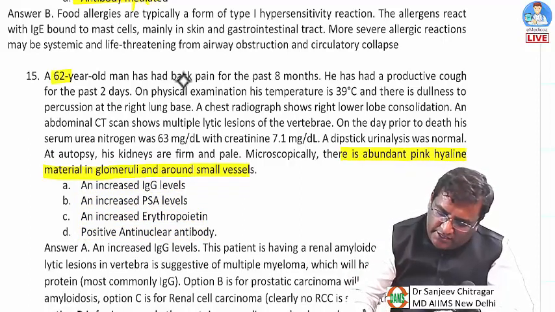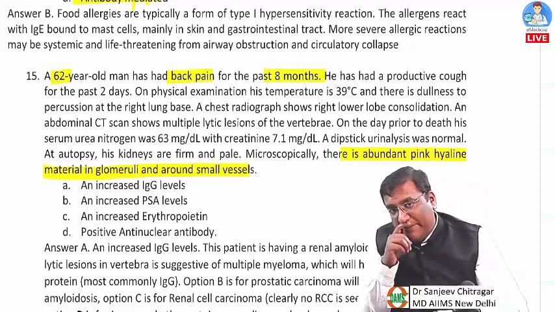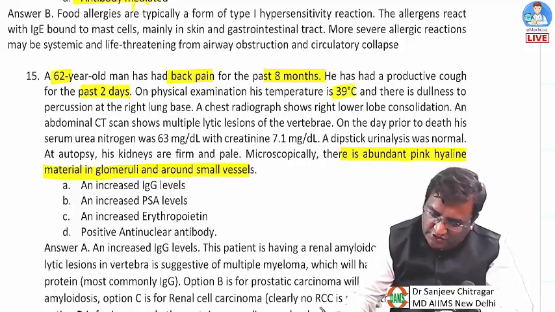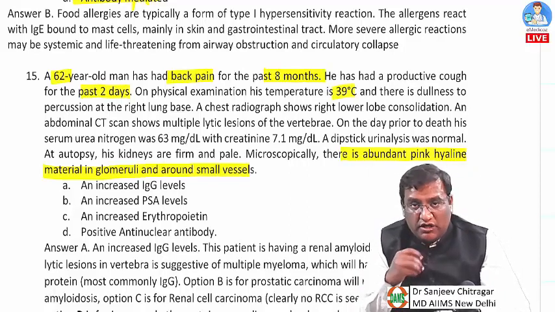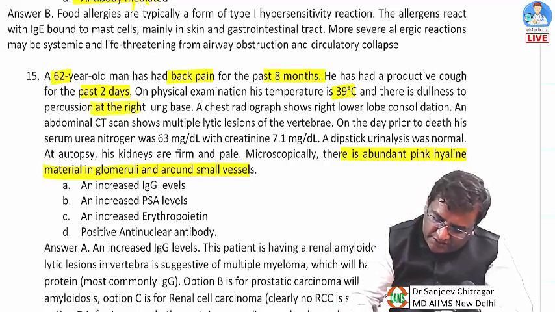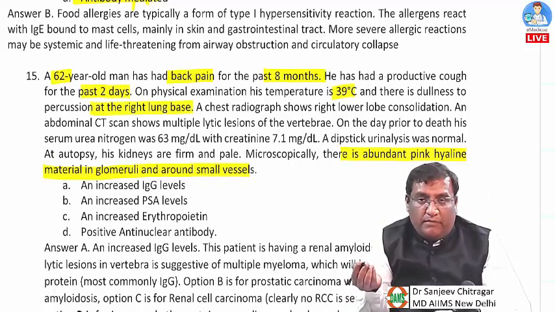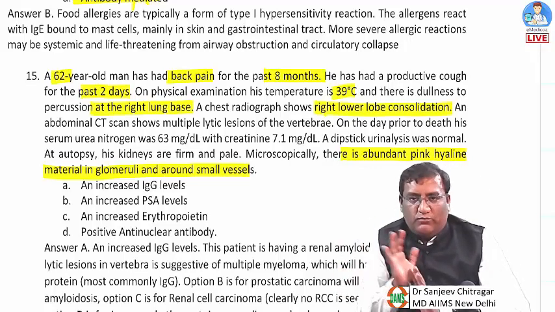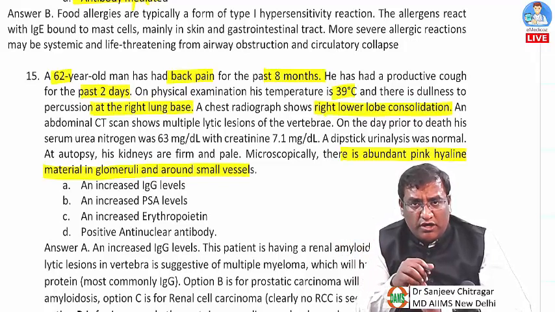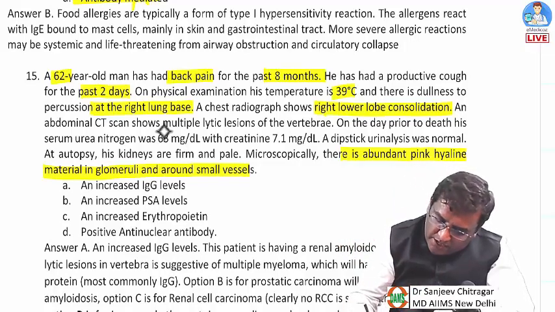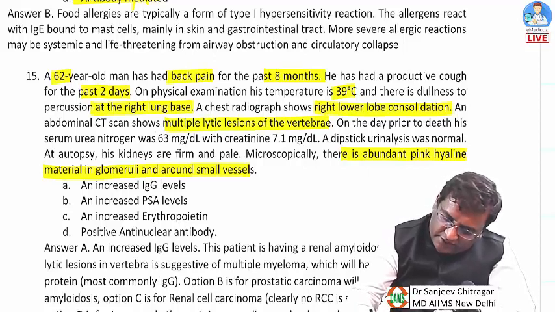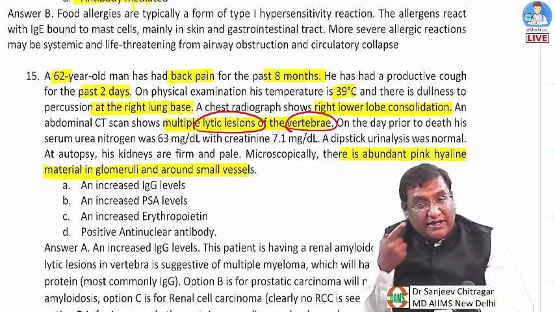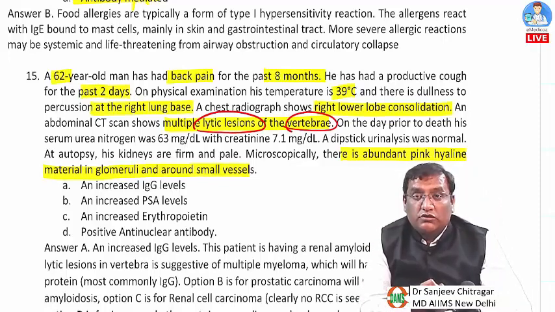A 62-year-old man had back pain for 8 months. So he is having back pain. Productive cough for the past 2 days. Physical examination, temperature 39. So he's having an infectious condition. There is dullness to percussion in the right lung base. So possibly pneumonia. Chest x-ray shows right lower lobe consolidation. Diagnosis of pneumonia. Abdominal CT shows multiple lytic lesions of vertebra. So there are lytic lesions in the vertebra, and there is recurrent infection happening in a 62-year-old.